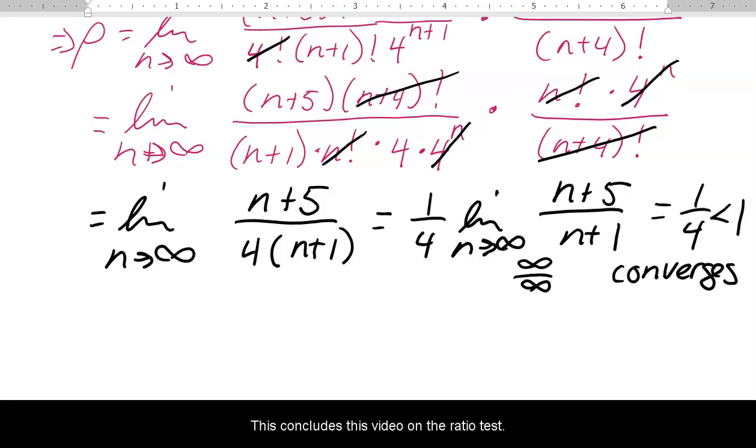This concludes this video on the ratio test. The next video will be about the root test, which is also out of section 5.6, which is used less often and is slightly shorter.